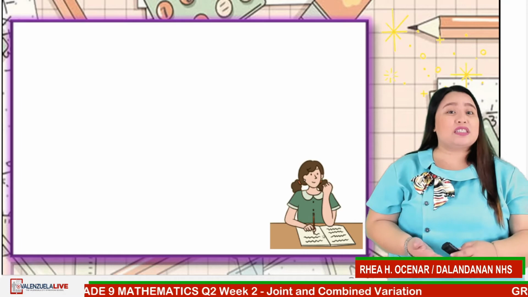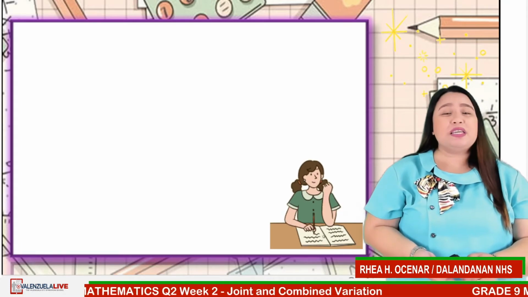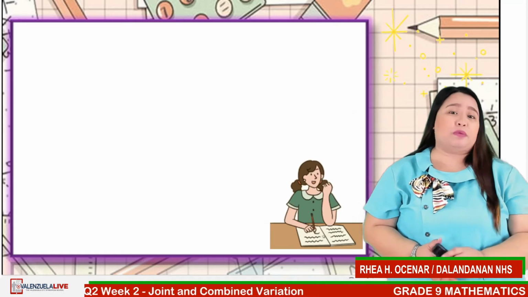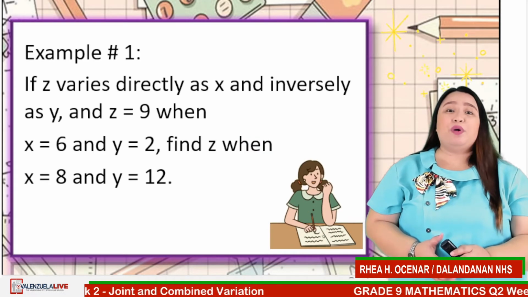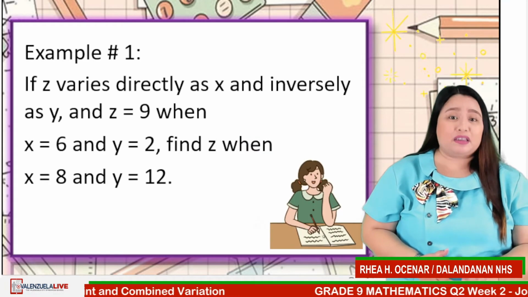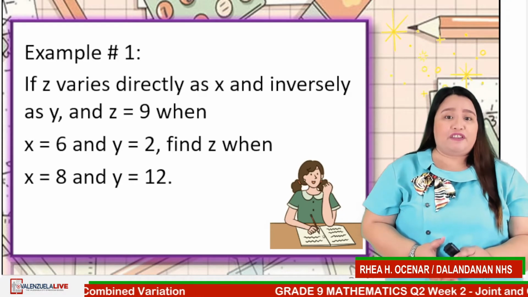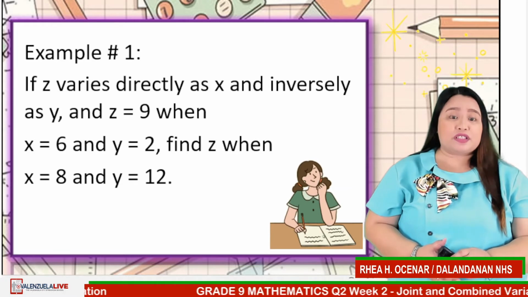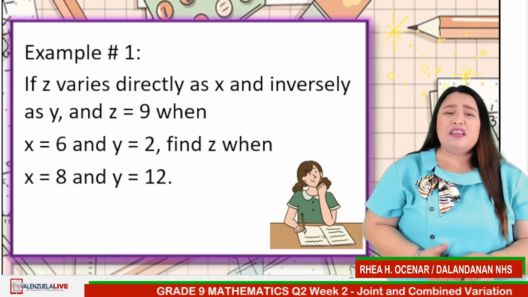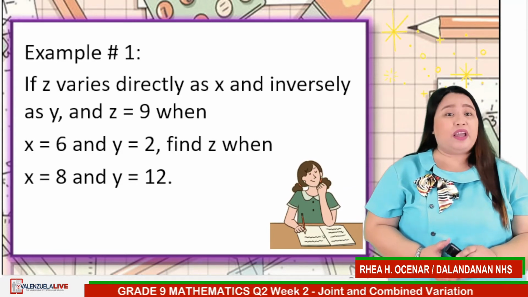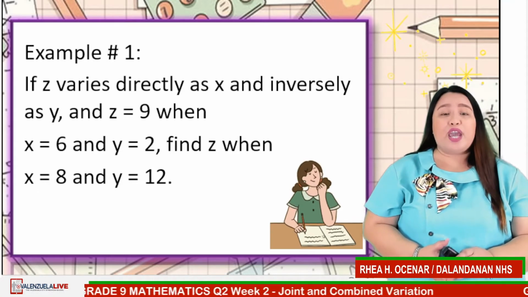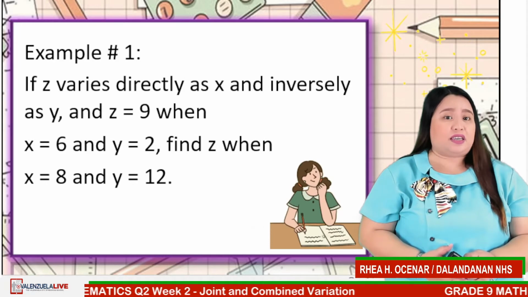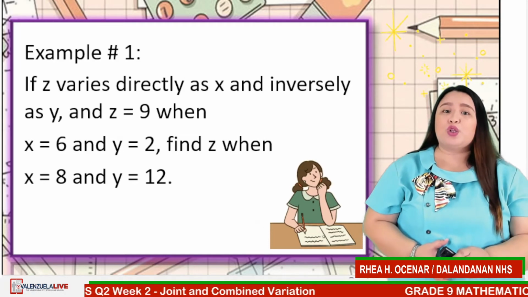After translating variation statements into mathematical statements, we will now proceed to solving problems. Example number 1, in combined variation. If z varies directly as x and inversely as y, and z is 9 when x is 6 and y is 2, find z when x is 8 and y is 12.